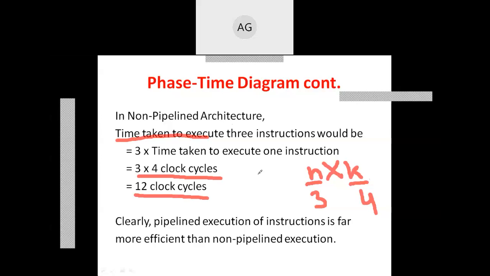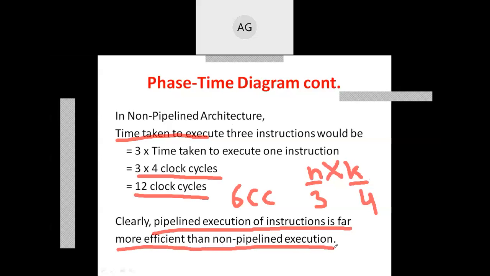And in the case of pipelined architecture, we get the value as 6 clock cycles. So obviously, pipelined execution of instructions is far more efficient than non-pipelined execution. This can be clearly seen from the example. Now moving to the next slide.